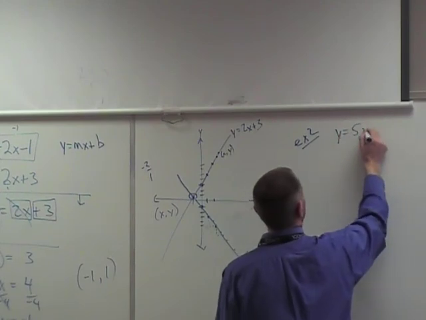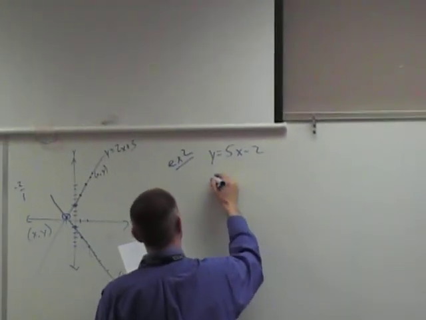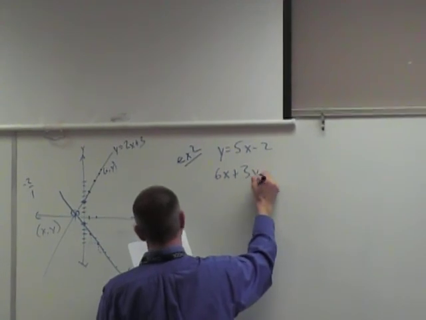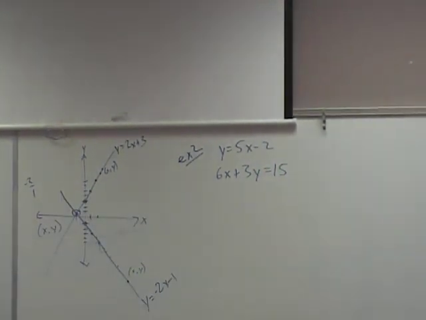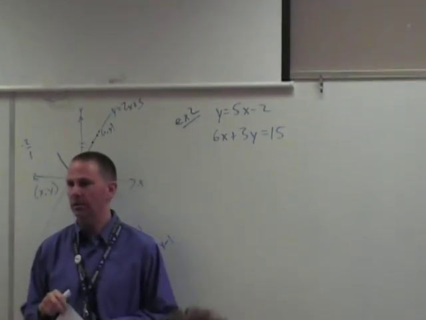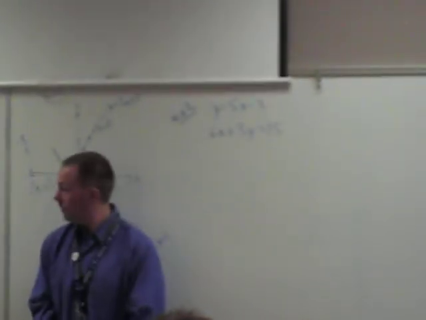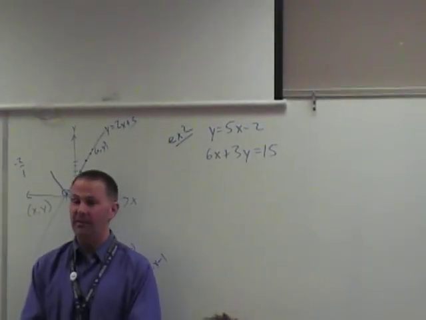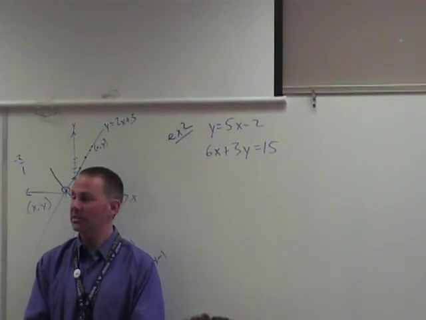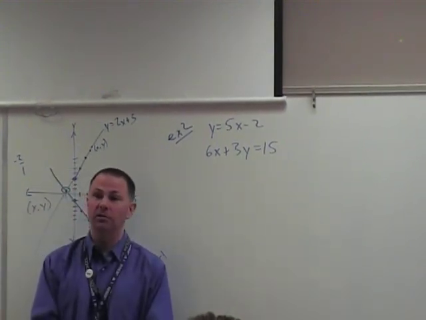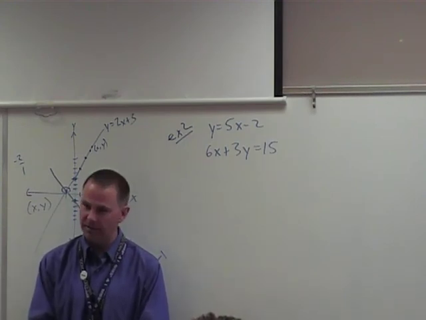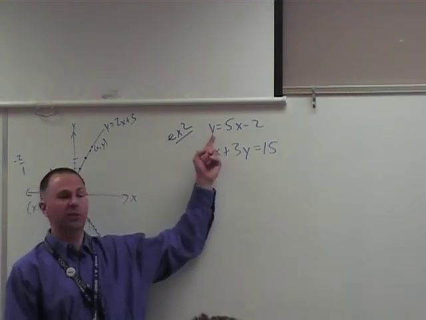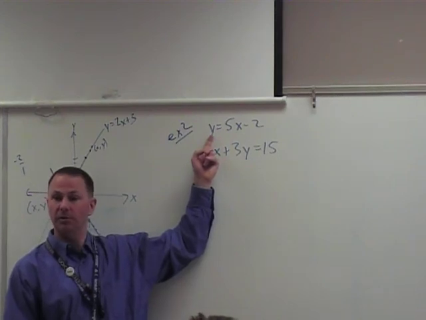y equals 5x minus 2, and the other equation is 6x plus 3y equals 15. Is step 1 done? What's step 1 say? Solve one equation for one variable. Is step 1 done? Yes. This one's already solved for one variable.